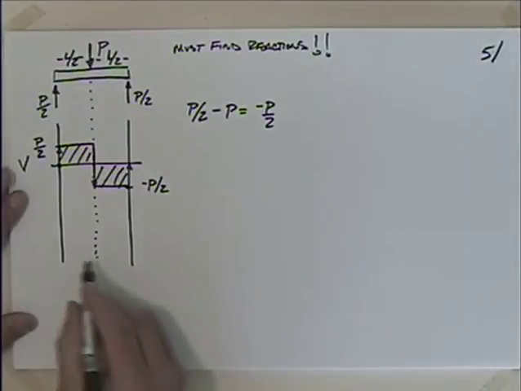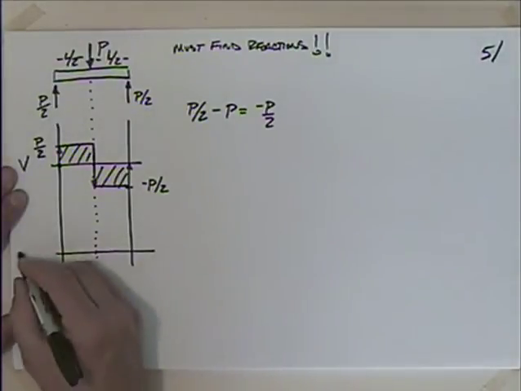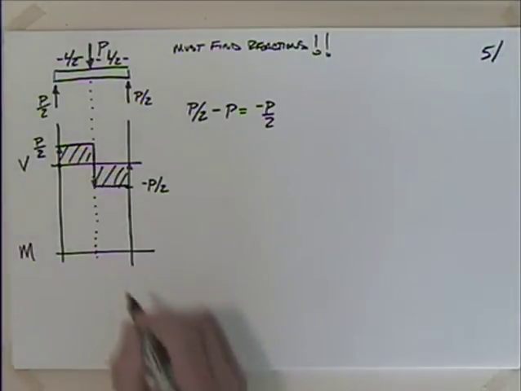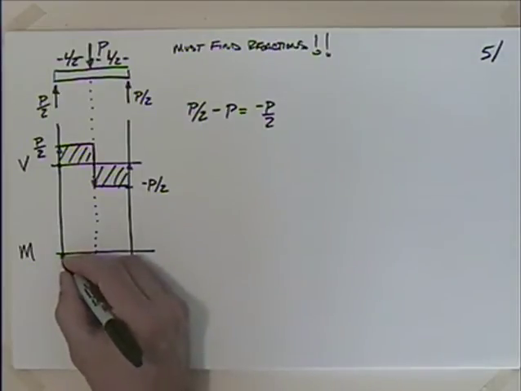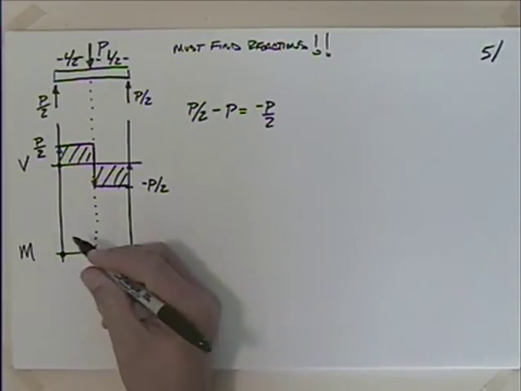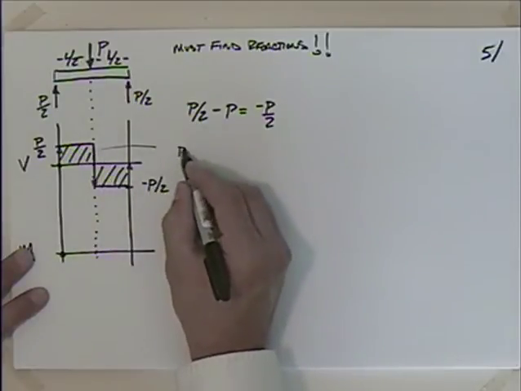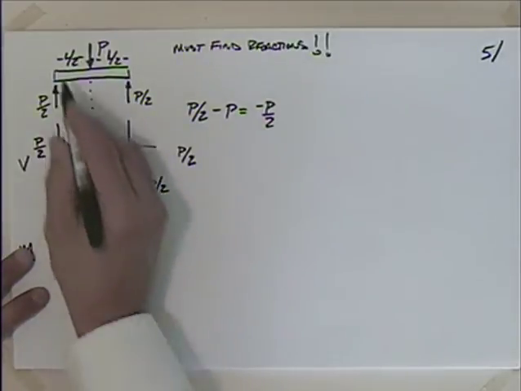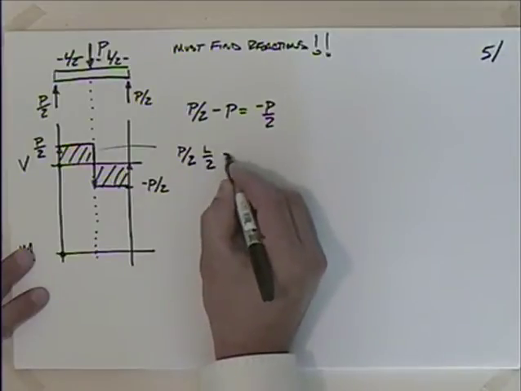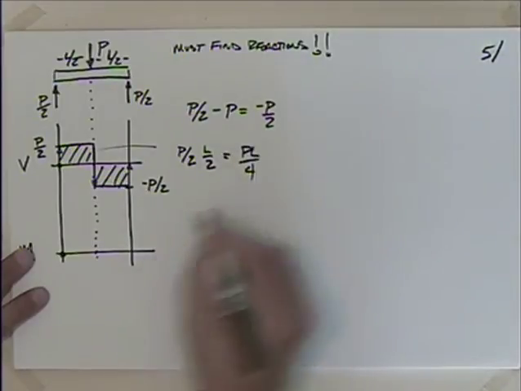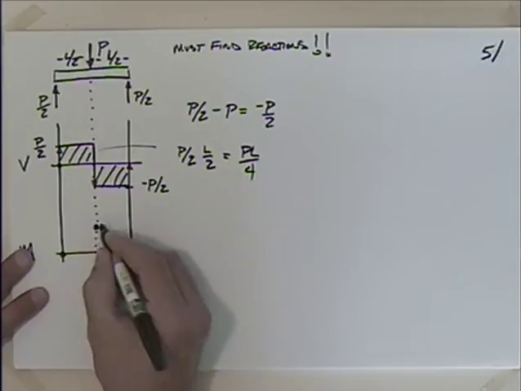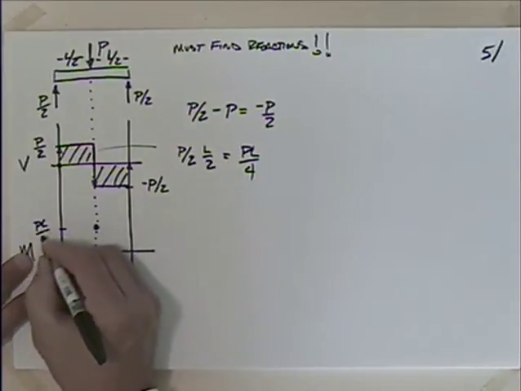It's that fast. How about the moment? Well, the moment, I don't have any concentrated moments, so I'm not going to be doing any jumps. I'm going to start there, and I'm going to look at the area. What's the area under this thing? Well, it's P over 2 times this distance, which is L over 2, which gives me PL over 4. So I'm going to start at 0, and I'm going to end up at PL over 4.